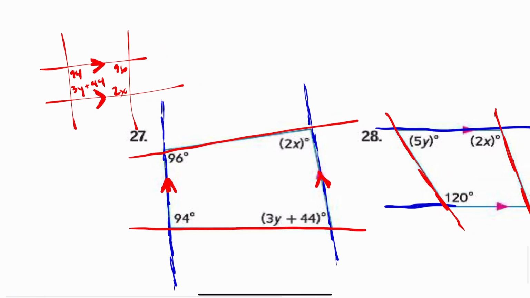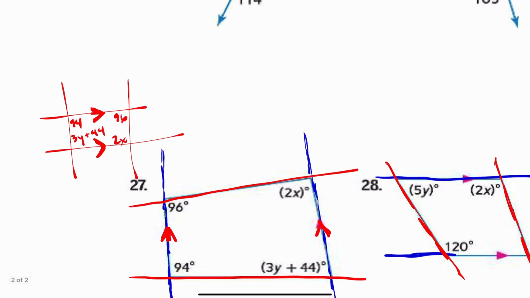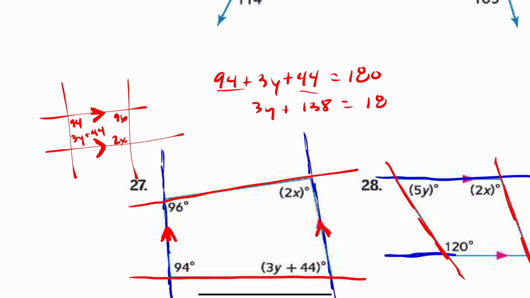I don't want to have 2 different variables, because that will just confuse me. So, again, I have 2 lines cut by transversal. These angles here are same side and also on the inside. So that's same side interior angle. So that means I got to equal those angles to 180. They're supplementary. So 94 plus 3y plus 44 is equal to 180. Combine, that is going to give me 138. 3y plus 138 equals 180.